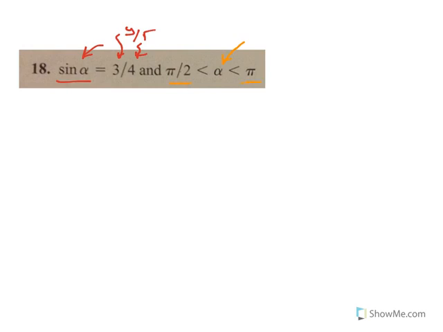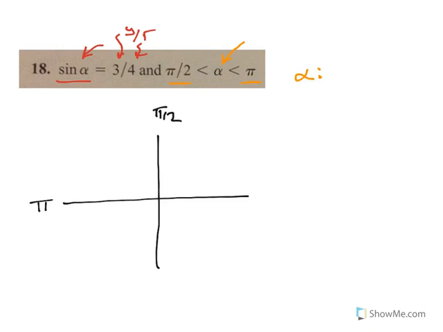So if we think of our circle, we know pi over 2 is at the top of the circle. And this is going to be pi. So they're essentially telling you that alpha has to be in quadrant 1. Or, sorry, quadrant 2, excuse me. So they're essentially telling you that alpha has to be somewhere in quadrant 2 between pi over 2 and pi. So now that we know the quadrant where alpha is, and we know the sine ratio, we can go ahead and make a sketch and start finding the other 5 trig ratios.